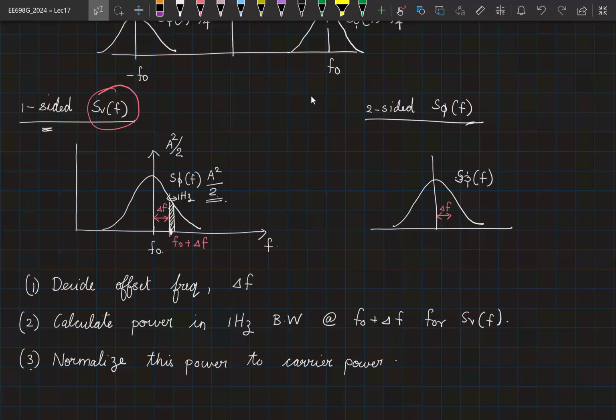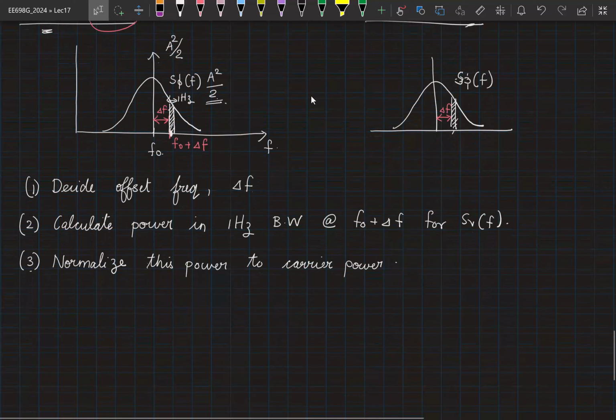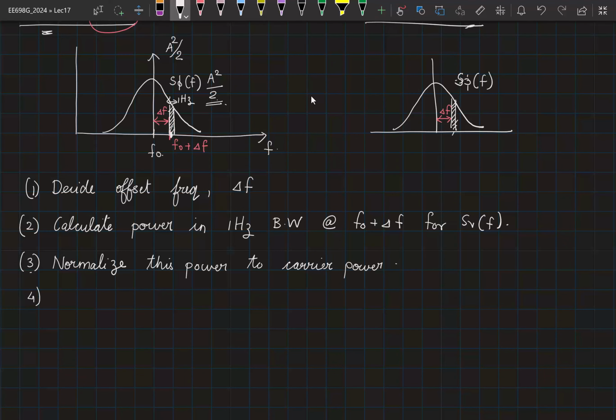So like I said, it's basically as if we are reporting the value of S phi of F for a given frequency. Right? But because this is a PSD, there is a particular way in which you have to report it. You have to take a small band around the delta F you are interested in, and then you report the power. There are specific instruments called phase noise analyzers that can directly give you the S phi of F also. In which case you would directly look at the value at delta F and look at 1 Hertz bandwidth around it and then report that power. So you normalize this to the carrier power, and then the last step is to take 10 log 10 of this value.